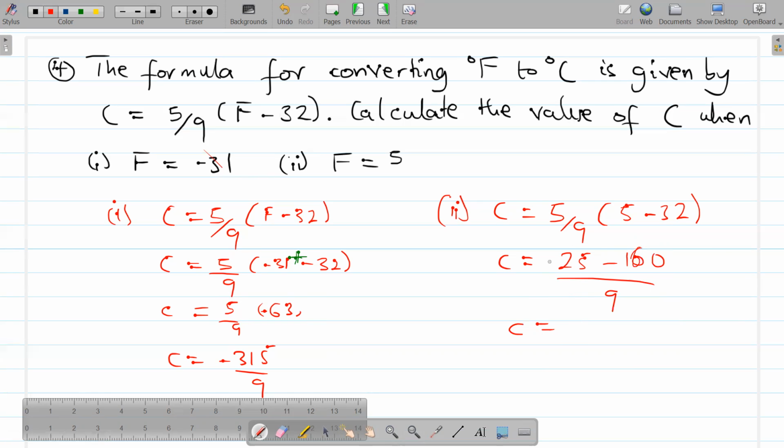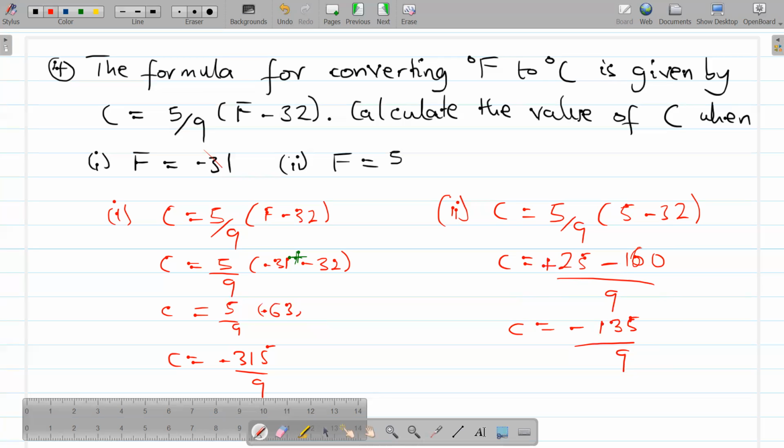So you see, 25 is positive here, right? And the minus is 160. So when you do this, I got a negative answer. Sorry, I got negative 135 over 9. Over 9, yeah. So negative 135 over 9, what are you going to get?